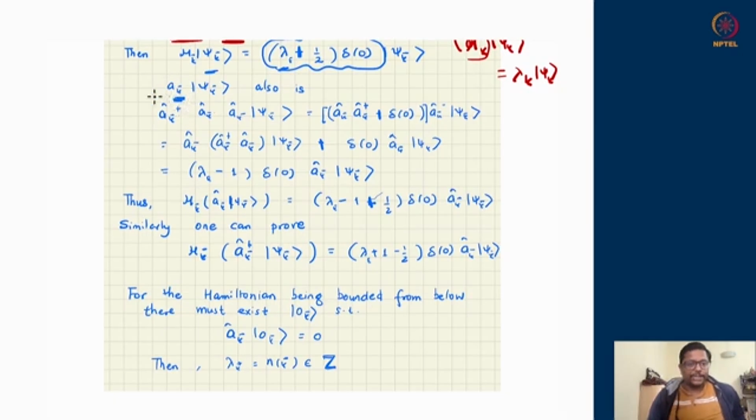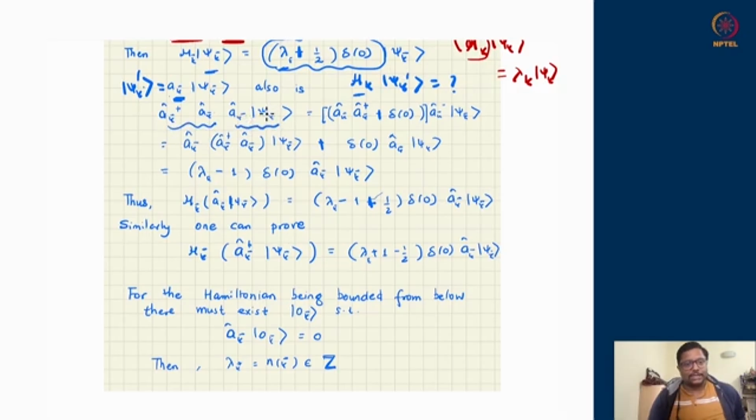So first I take psi_k primed and define it like this. And I want to know what happens when h_k acts on psi_k primed. What do I get? In h_k there are two pieces. One is half delta_0, which is trivial, that will give me the lambda_k primed back with a half delta_0. The only non-trivial operation I have to be aware of is a_k dagger a_k acting on psi_k primed.